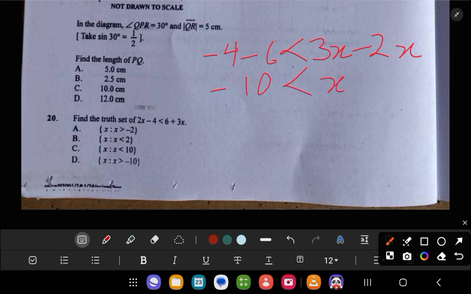Now, my answer doesn't look like what you have here. So what I have to do is give a mirror image. To give a mirror image, the sign will change. So I bring my x here, then the sign changes from less than to greater than: x greater than minus 10. Looking at it, the answer is D.